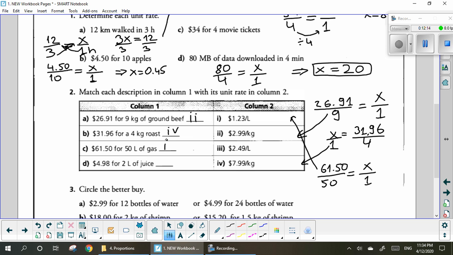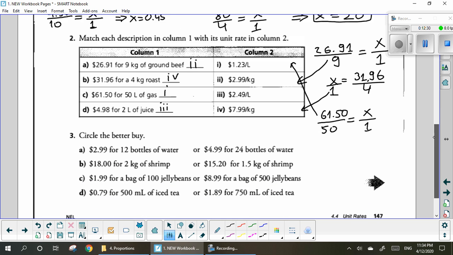And then juice, we would do the same thing. You can just go and divide 4.98 divided by 2, and that should be 2.49. That's the only one that's left, so I'm not even going to write it. If you want to check it, just set it up and do the same calculation.